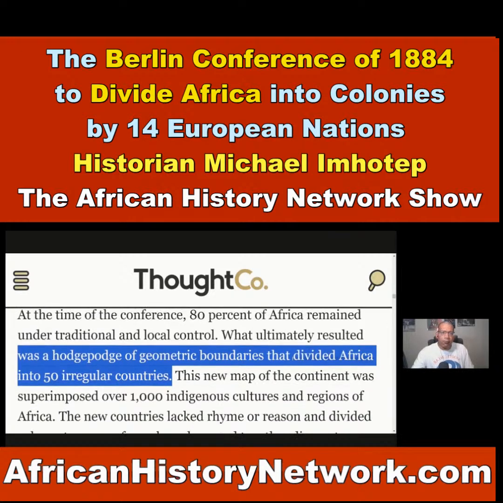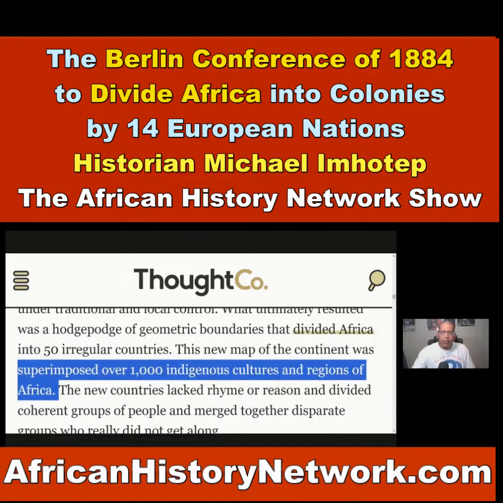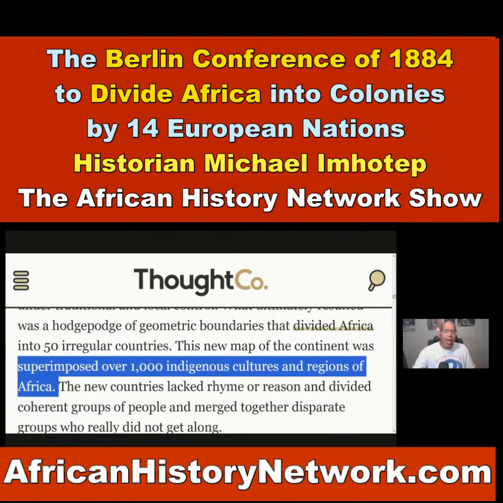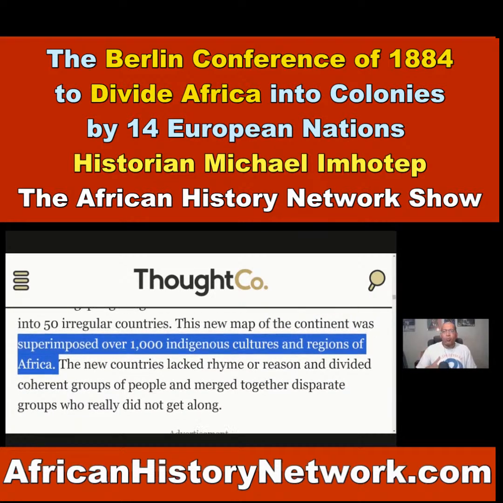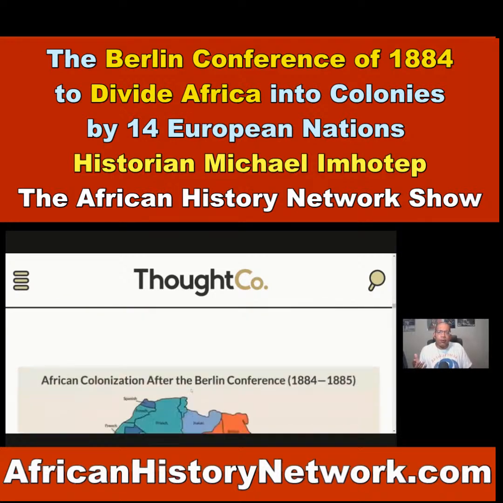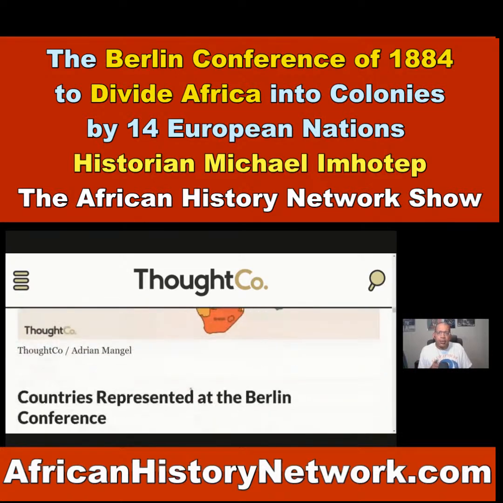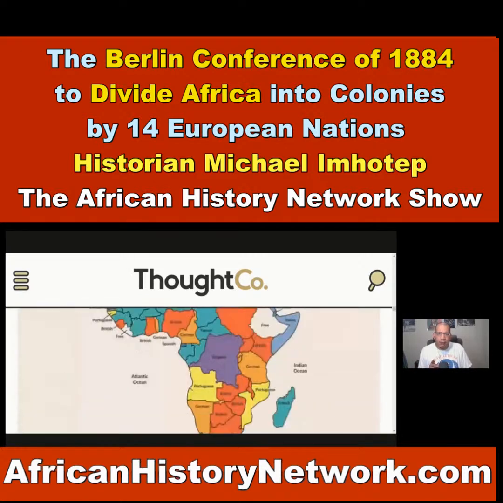This new map of the continent of Africa was superimposed on 1,000 indigenous African cultures and regions. The new countries lacked rhyme or reason and divided coherent groups of people and merged together disparate groups who really did not get along. Okay, so most of the geographical boundaries that we see in Africa today are the result of this Berlin Conference of 1884 and 1885.